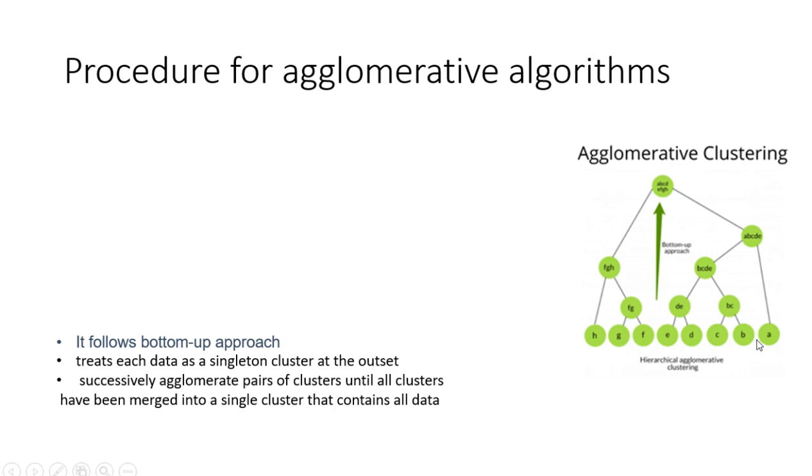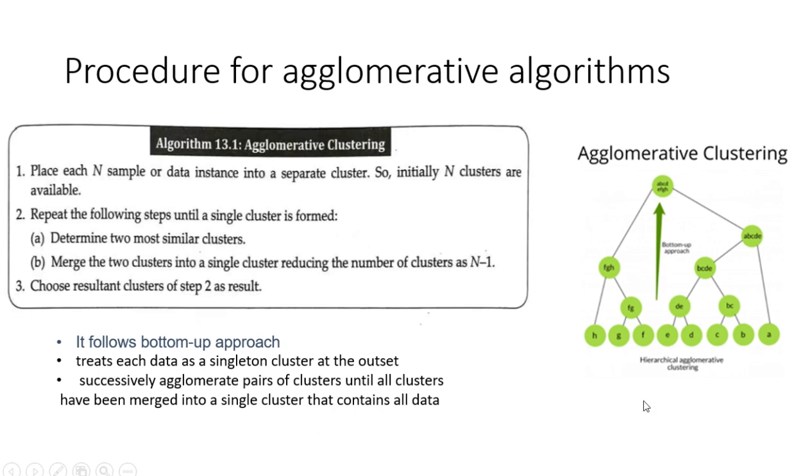Initially I have clusters like this: A, B, C, D, E, F, G, H. Then in a bottom-up approach, I go on merging them together. See, I have merged B and C to form a cluster called BC. I have merged D and E to form a cluster called DE. I have merged F and G to form a cluster FG. Next, I merge H and FG. Next, I merge A with BC. I merge these two to form BCDE, and then finally I merge FGH with ABCDE to form a big cluster. So it's a bottom-up approach, where we successively merge the clusters together.